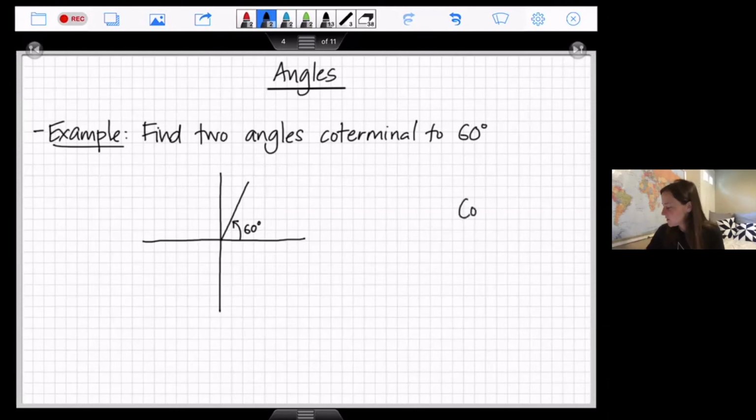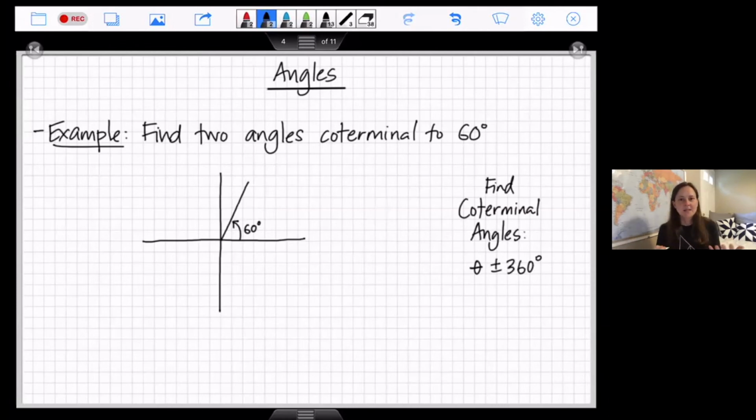So to find coterminal angles, you're just going to take your angle and you're going to add or subtract 360 degrees as many times as you feel like. Okay, so adding makes sense. If I take 60 degrees and then I add a full revolution to it, that's just going to land you at the same spot, right? So I would do 60 degrees plus an extra 360 degrees to get 420.